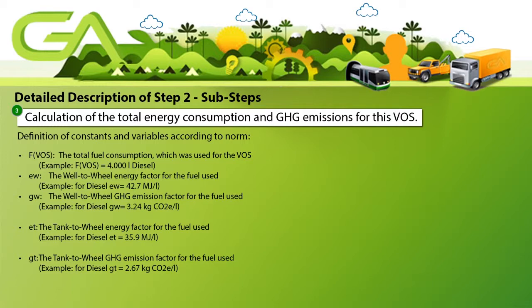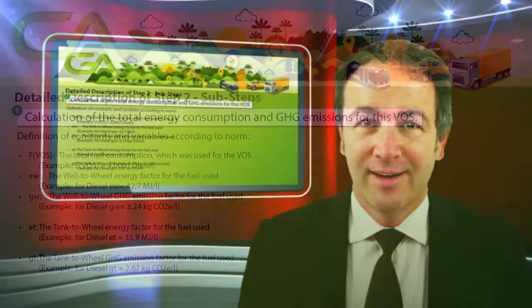The constant GT ultimately is described as the tank-to-wheel GHG emissions factor for the fuel consumed. A corresponding formula is GT equals 2.67 kilograms CO2e per liter. Thus we have almost completed the third substep. Let's summarize the information.